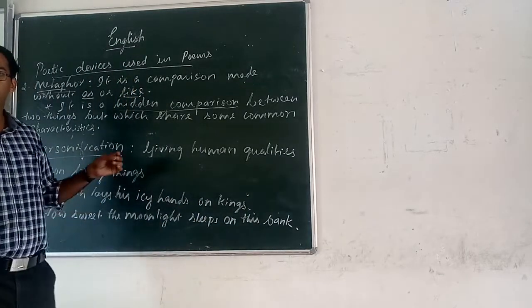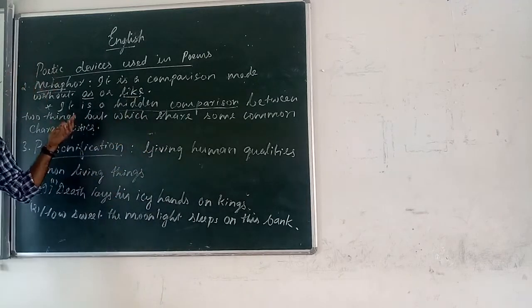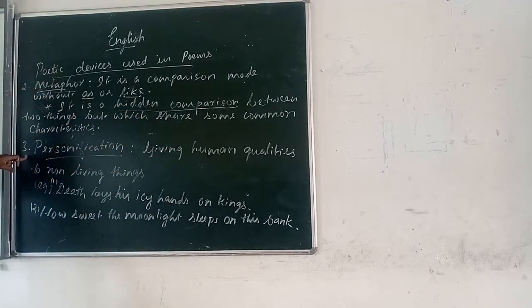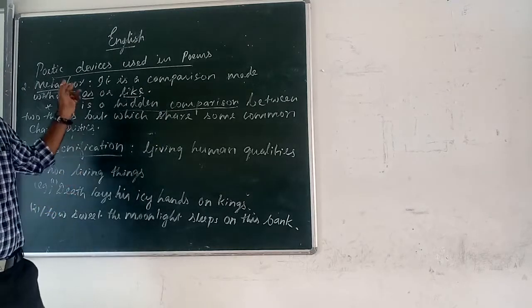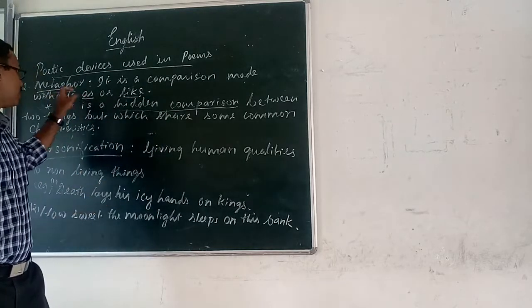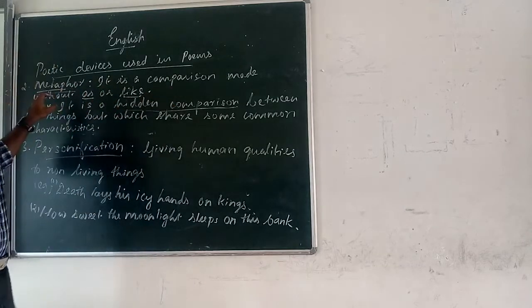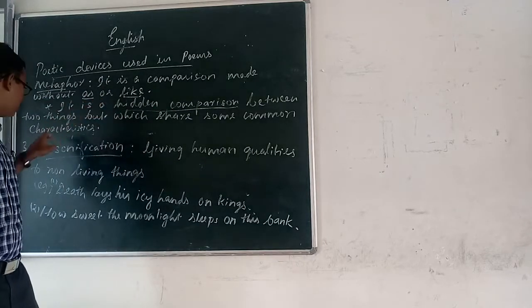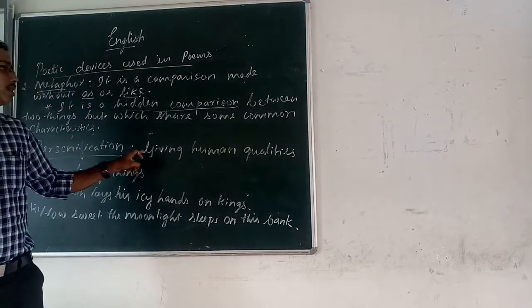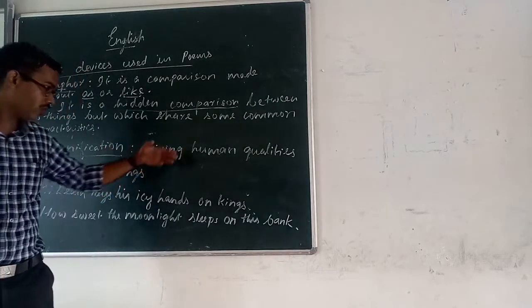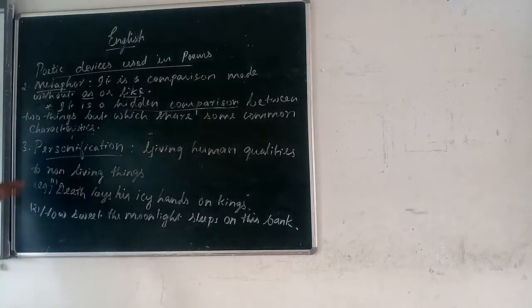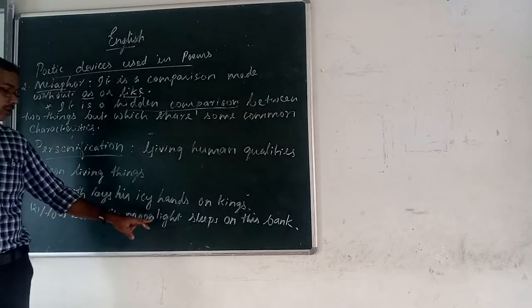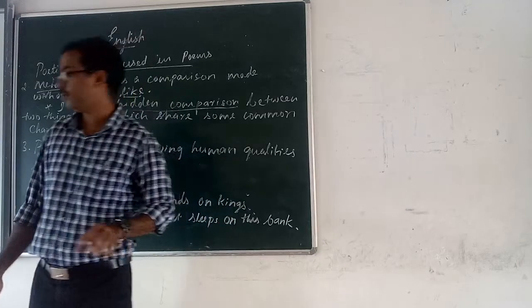We have seen three figures of speech. First one is simile, second one is metaphor, third one is personification. Simile means it is a comparison made using as or like, but in metaphor it is a comparison made without using as or like. When it comes to personification, it is giving human qualities to non-living things. Example: death lays his icy hands on me. Next example: how sweet the moonlight sleeps on this bank.